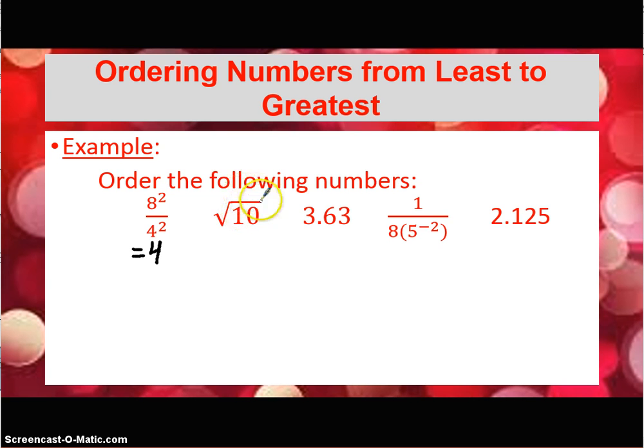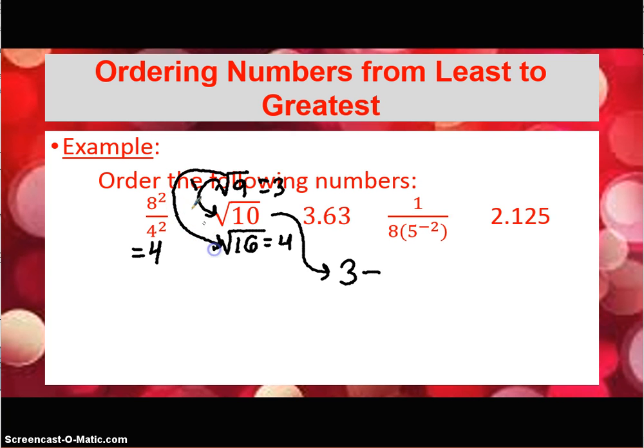Our next number is the square root of 10, which we also need to convert to a decimal. We know that this is between the square root of 9 and the square root of 16. We know that the square root of 9 is 3 and that the square root of 16 is 4. So the square root of 10 is 3 point something, or 3 and some fraction. The difference between the square root of 9 and the square root of 10 is 1 digit. The difference between the square root of 9 and the square root of 16 is 7 digits. So we have 3 and 1/7.